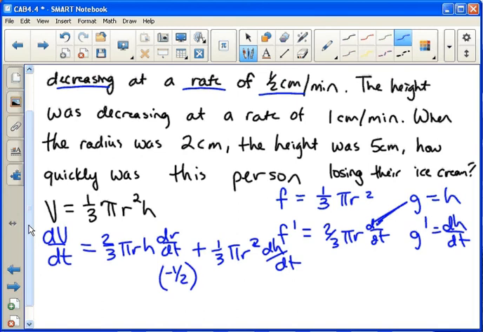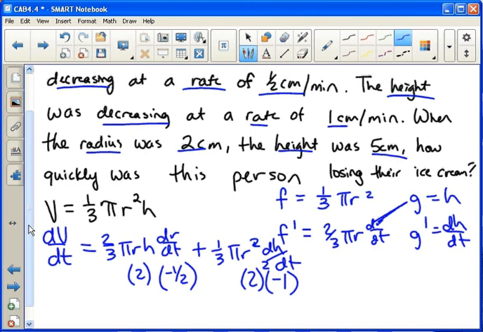Now it says the height was decreasing at a rate of 1 centimeter per minute. I know that has to be dh dt because that's the rate at which the height is changing, and it's going to be a negative 1 because it is decreasing. Now it says the radius is 2 centimeters, so that's just r. It's going to be 2. And the height is 5. So I plug in 5 for h. Didn't leave myself a lot of room there.